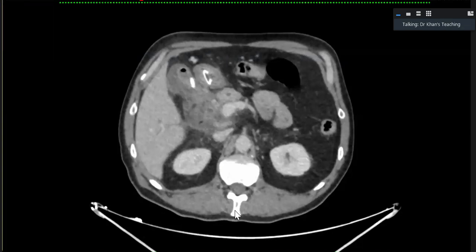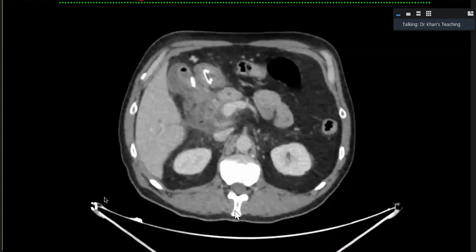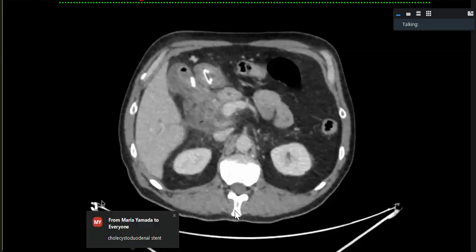Okay, considering the age of the, yes, that's fine. In the chat, anybody knows what has been done? What kind of stent is this? I cannot see the chat. Stent migration. Cholecystoduodenal stent. What kind of a stent is this? Yeah, some of you know it. Excellent. I have to name you, Ming. Excellent. Well done.